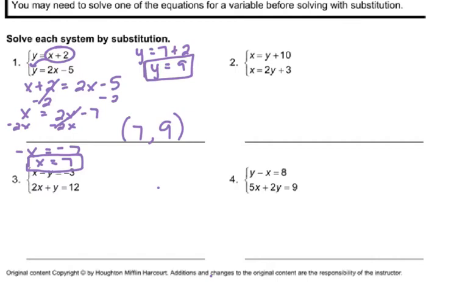Remember, your solution to a system should always be a coordinate. All right, so pause this and do 2 through 4. And if you have any questions, do not hesitate to email me or fill out a help form.